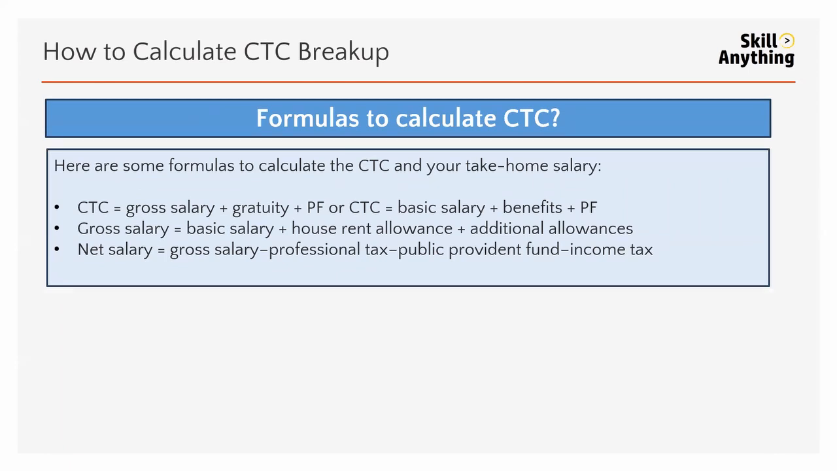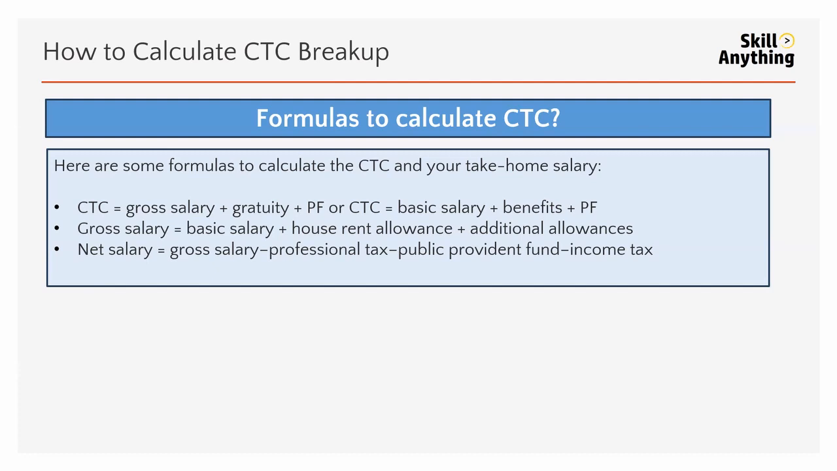Formula to calculate CTC. First, CTC equals gross salary plus gratuity plus PF, or CTC equals basic salary plus benefits plus PF. That is the CTC. Calculation of gross salary: basic salary plus HRA plus additional allowance is the gross salary, and net salary is gross salary minus PT, which means professional tax, minus PF, and minus income tax.